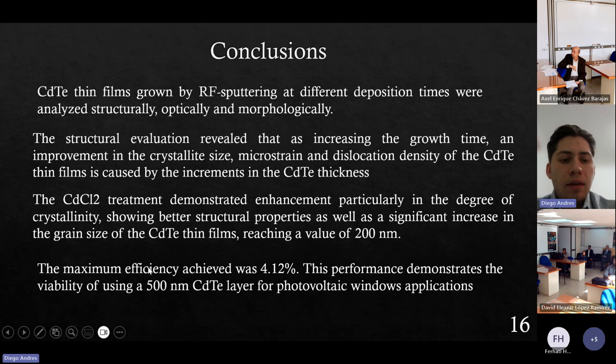And as I stated, the maximum efficiency was 4.12 percent, and this performance demonstrated that there is a viable possibility of using photovoltaic windows with a lower cadmium telluride layer. That will be all for my part.